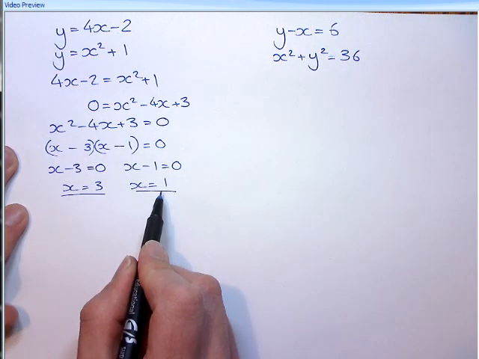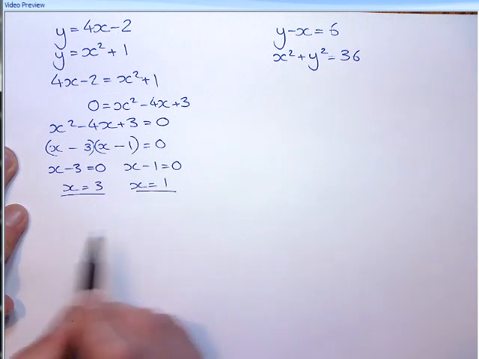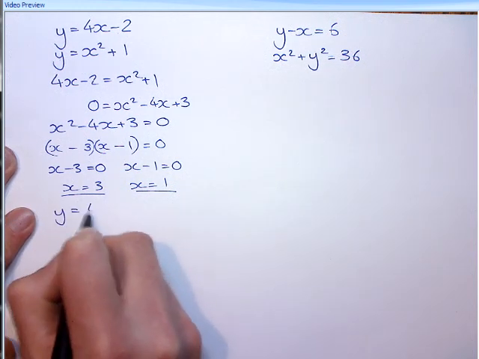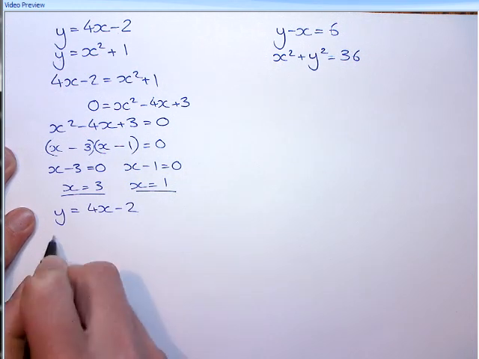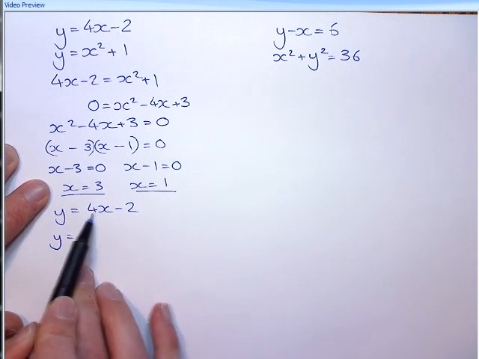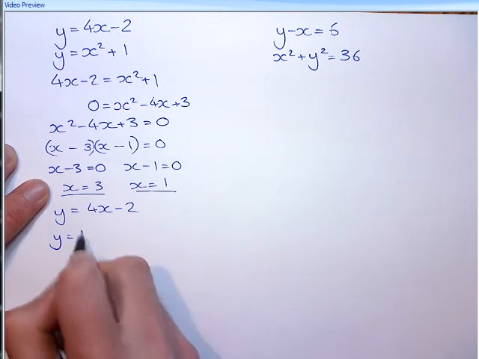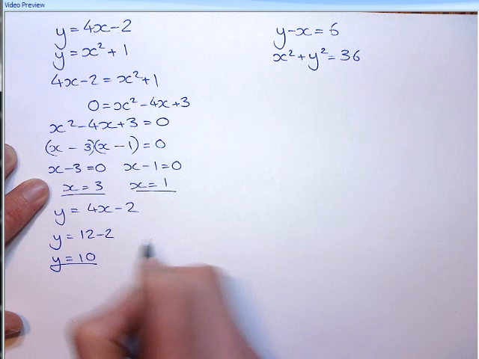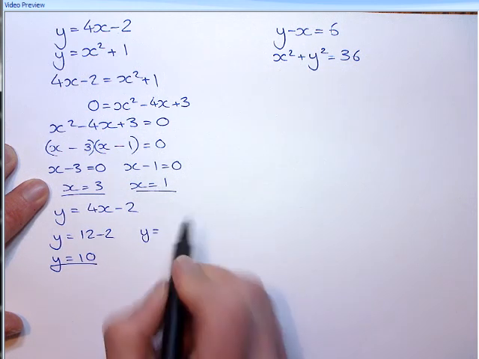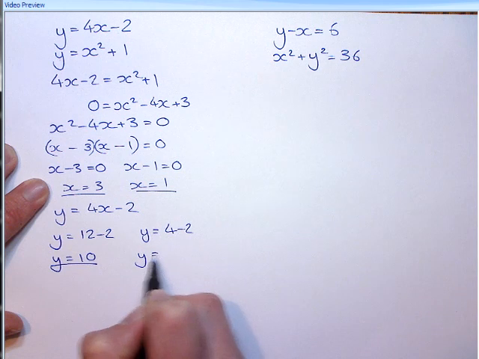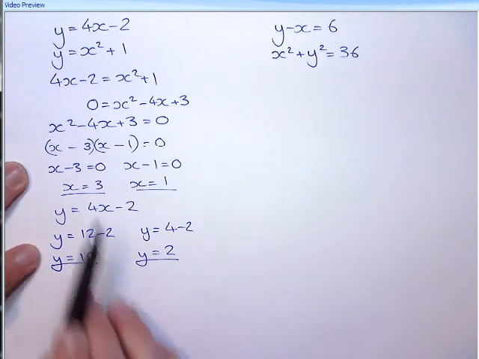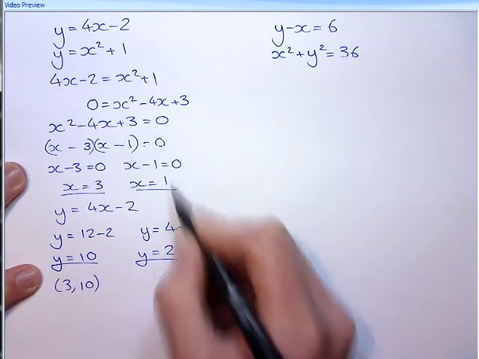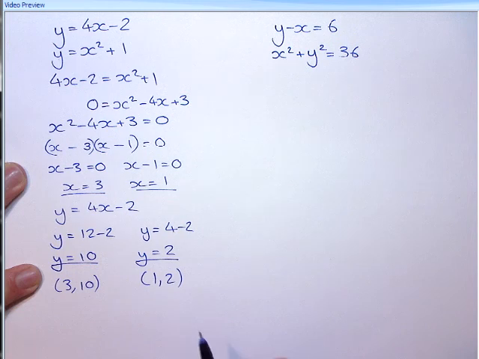So if x is 3 and x is 1, we're now going to try and find out what the y value is. So I'm going to use the first equation because it's so much easier. So y is 4 lots of x take away 2. So when x is 3, 4 lots of 3 is 12 take away 2, so y must be 10. And when x is 1, well, it's going to be 4 lots of 1, which is 4 take away 2, so therefore y must be 2. So what this means is these two graphs intersect at 3, 10, and they intersect at 1, 2.